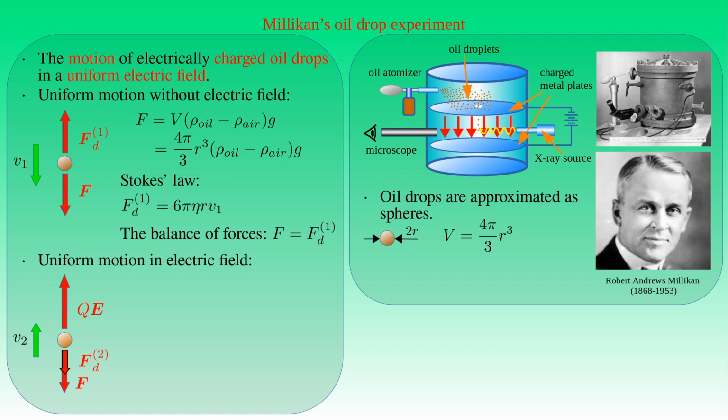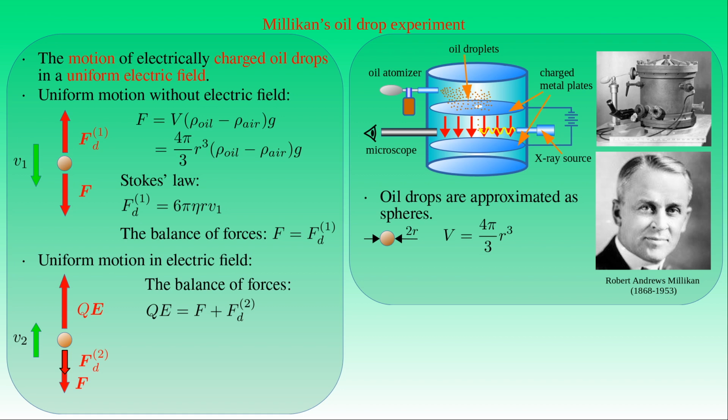As a result, the forces acting on the droplet are in balance again, and the droplet has a uniform linear motion with a constant speed v2. Then the balance equation for the magnitudes of the forces states that the electric force Q times E is equal to the net force of the gravitational and the buoyant forces, plus the drag force acting on the droplet at the speed of v2.